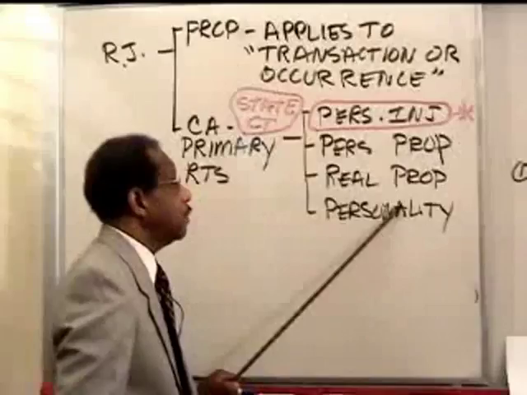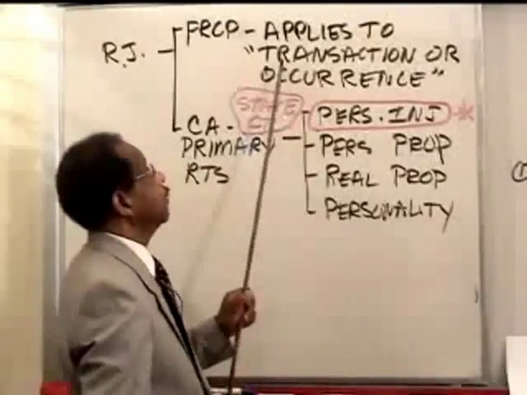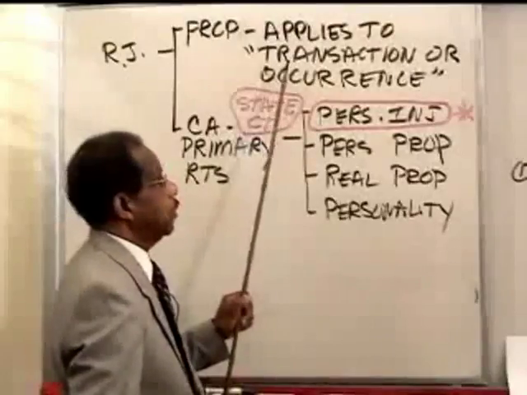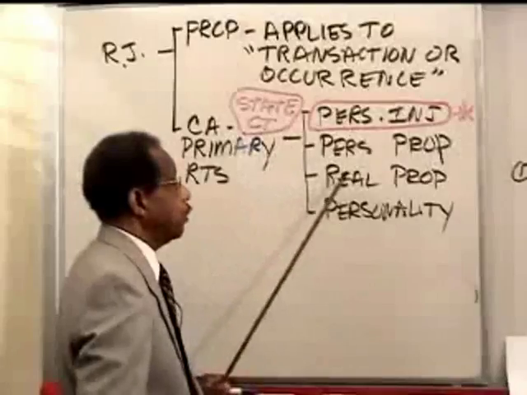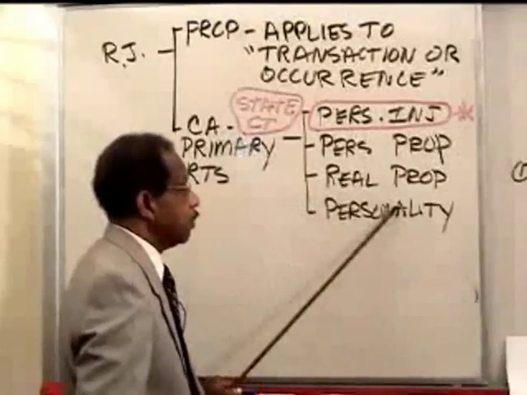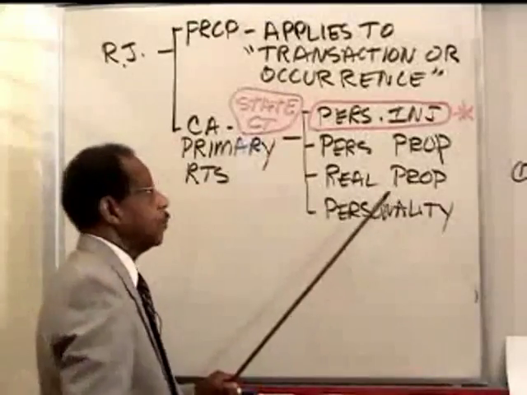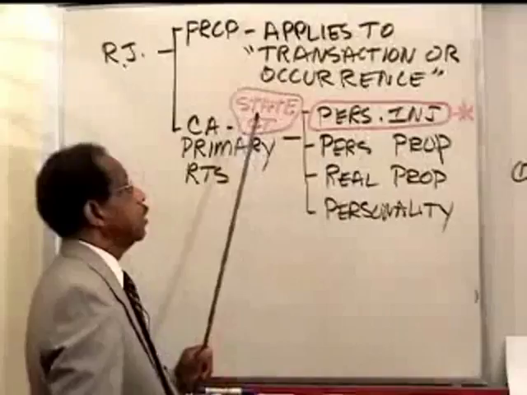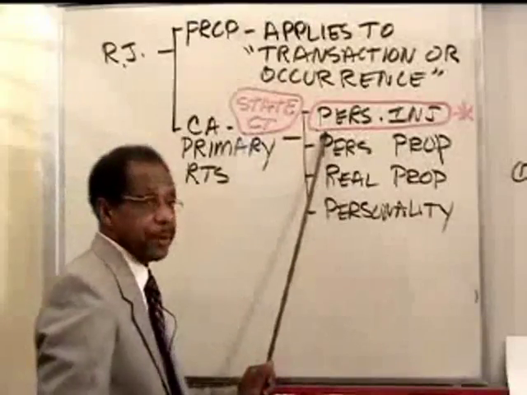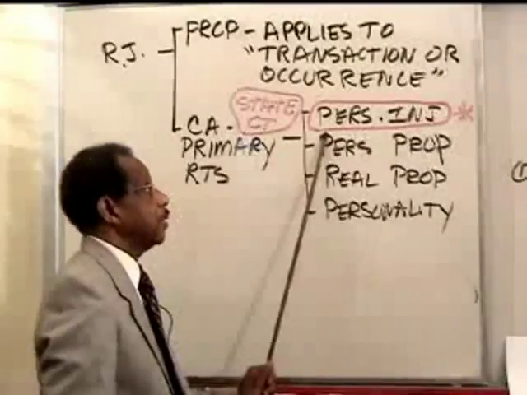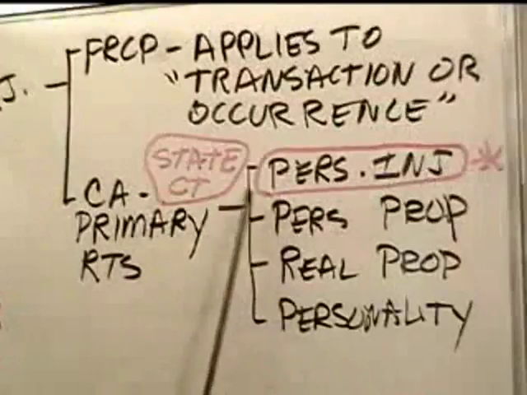So the first time that you go to state court, whatever is remaining of the transaction or occurrence will be litigated. So this plaintiff from Texas could go to federal court and litigate these other three claims. If the person from Texas had done it the other way around, if the person from Texas had sued in federal court first and just sued for their personal injury, that would be the end of it, because everything about the transaction or occurrence would be res judicata.